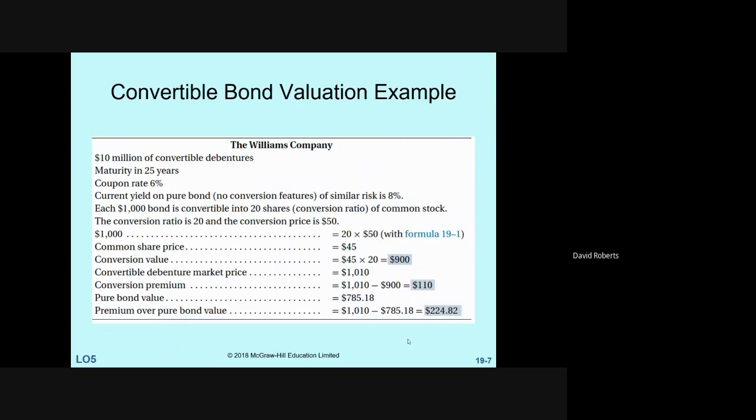So you can see that the bond just by itself is $785.18, but yet people are willing to pay $1,010 for it because of the convertibility feature, where you can convert it into shares, which means that you're expecting the share price to go up significantly. Because why would you pay $224.82 above the true value of the bond, or the value of the bond just by itself?